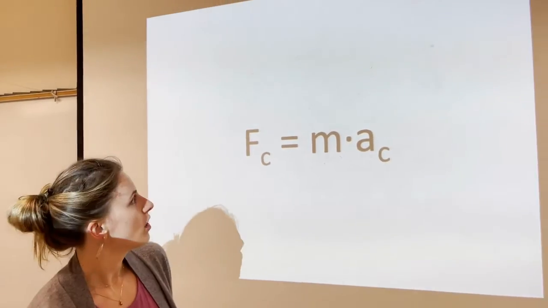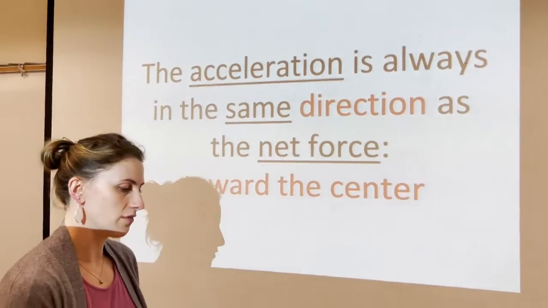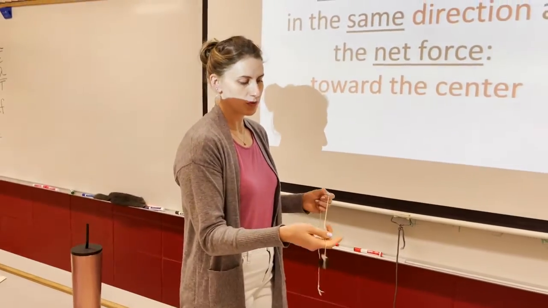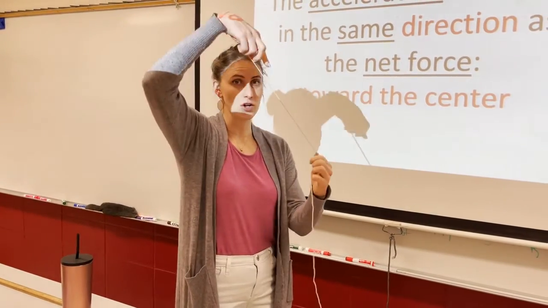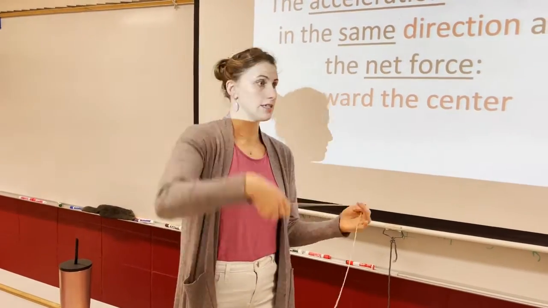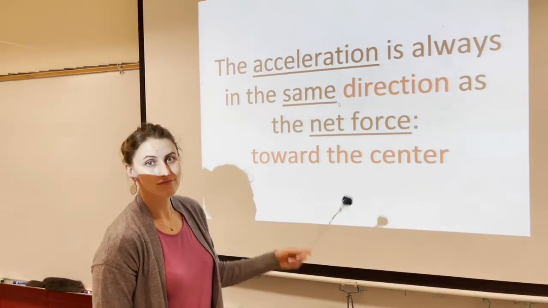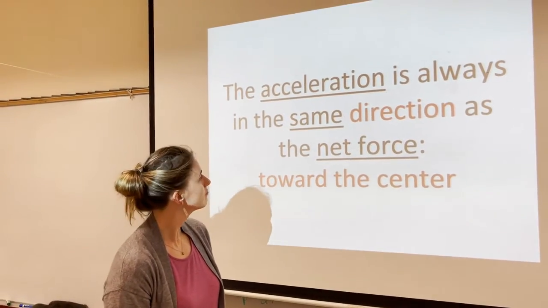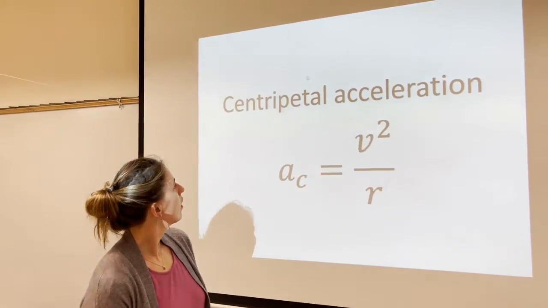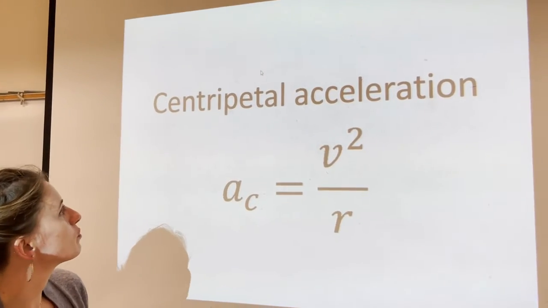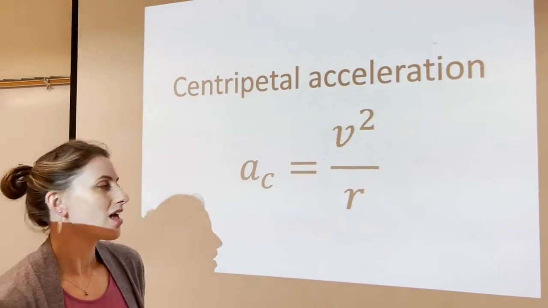Same direction. So if I asked you what direction the force was and what direction the acceleration was as I go around a circle, your answer should be toward the center. You think, well, gosh, it's constantly changing, which makes it hard to say, but it is really a simple solution: just toward the center. And here is our equation for centripetal acceleration: v squared over r.